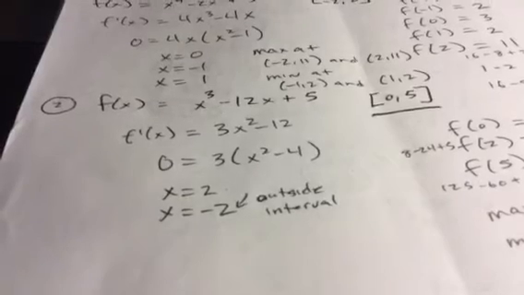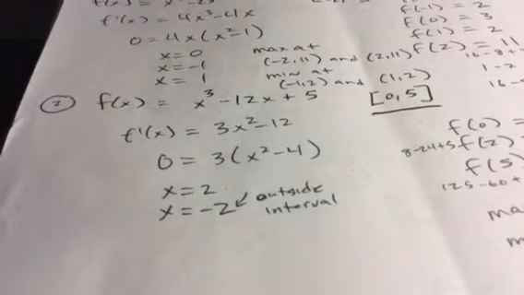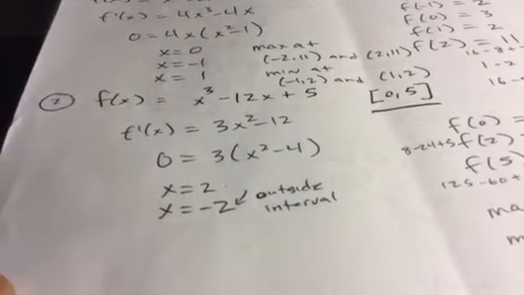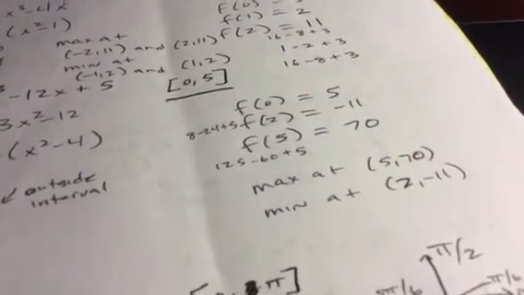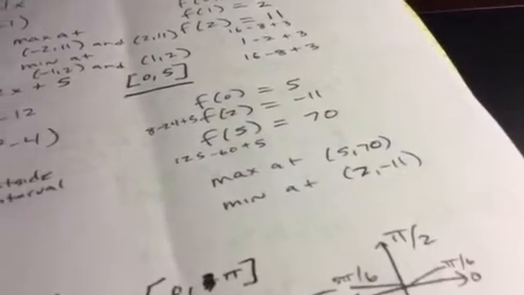Next one, take the derivative. All right, notice how when I set it equal to 0, I get plus or minus 2. Don't forget about that. -2 is outside the interval, so I don't keep it. I test 0, 2, and 5. There's my max and min.